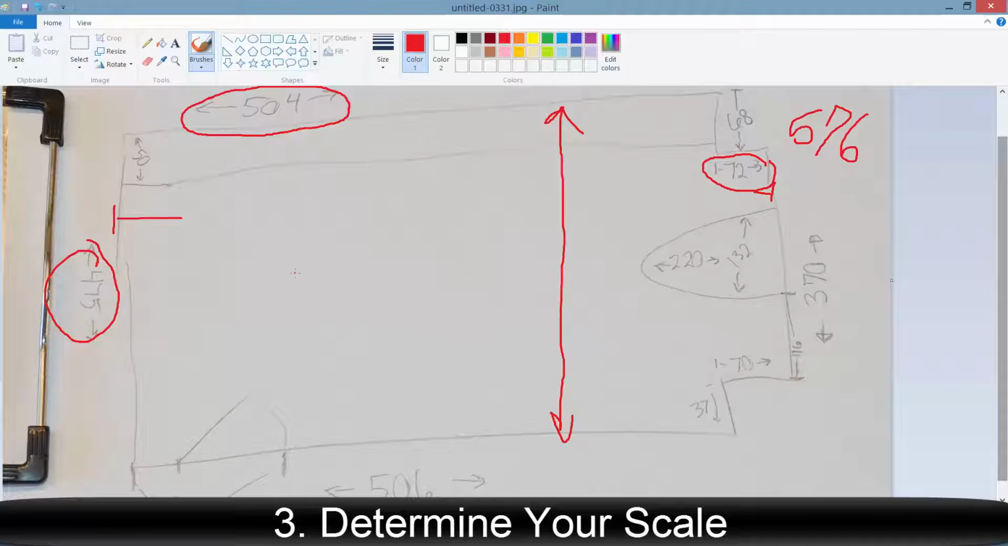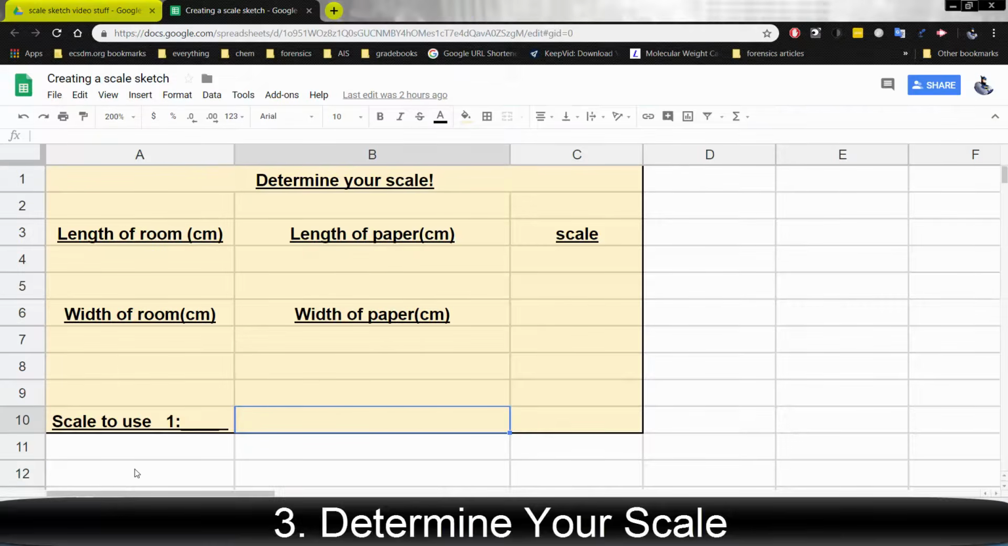So now that I have those numbers, I'm going to have to jump over to a spreadsheet program. This is what I would use. I would use Google Sheets or Excel or something. So now I can just type in and have it do the math for me. So what is the length of the room? The length of the room I got was, I think, 576 centimeters.